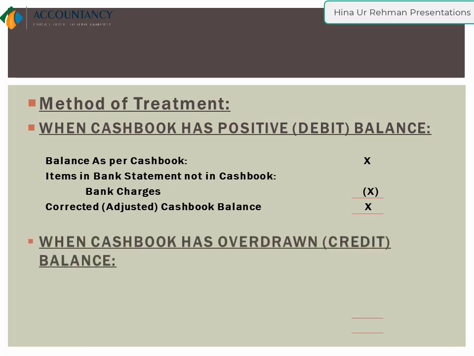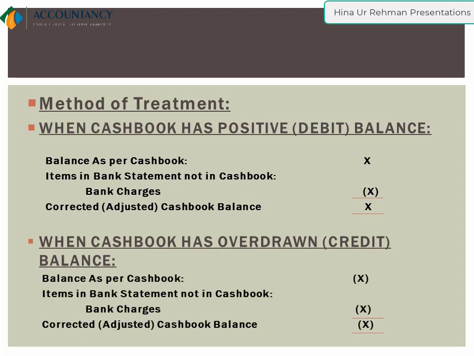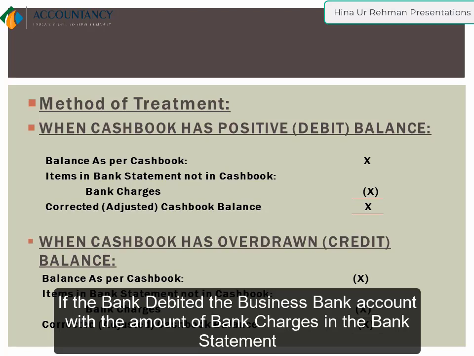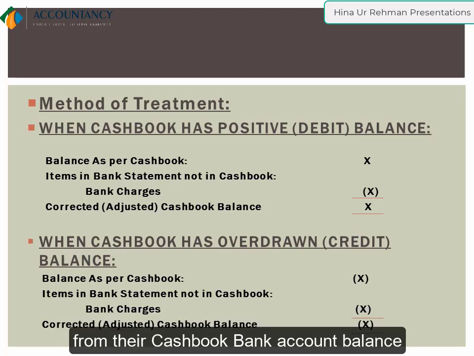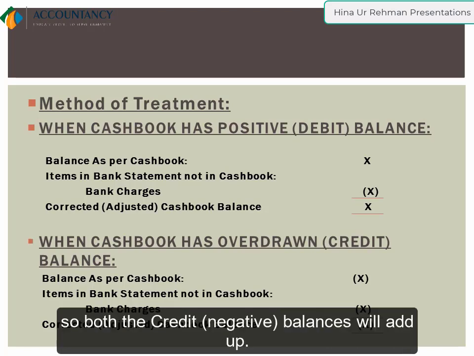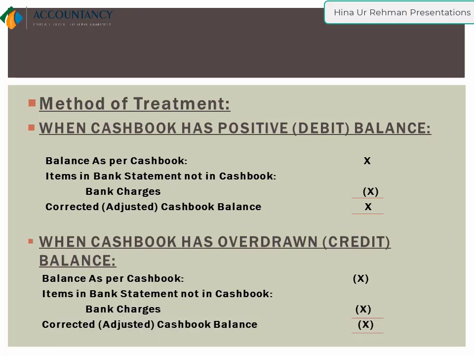When the cash book has an overdrawn credit balance. If the bank debited the business bank account with the amount of bank charges in the bank statement, then the business entity will credit the amount of bank charges to their cash book bank account balance. So both the credit negative balances will add up.